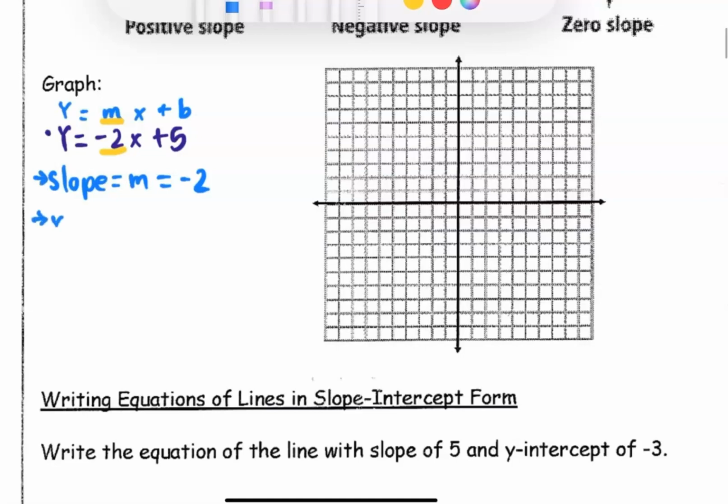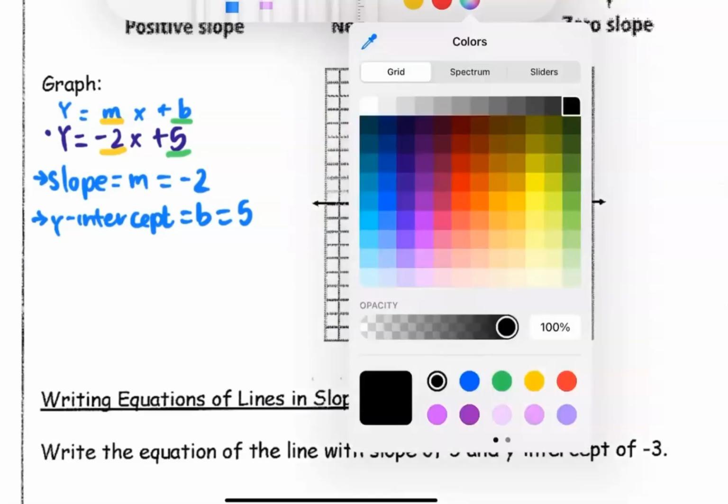Then I'm going to go over the y-intercept, which is the same as b. And in the equation I have b is in the same spot as 5. That is why b is equal to 5. Then I'm going to use this information to make my graph.